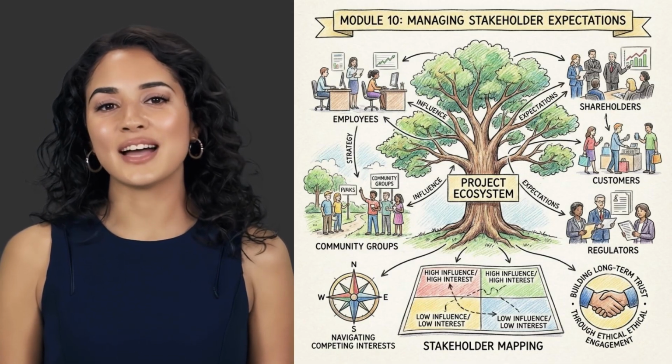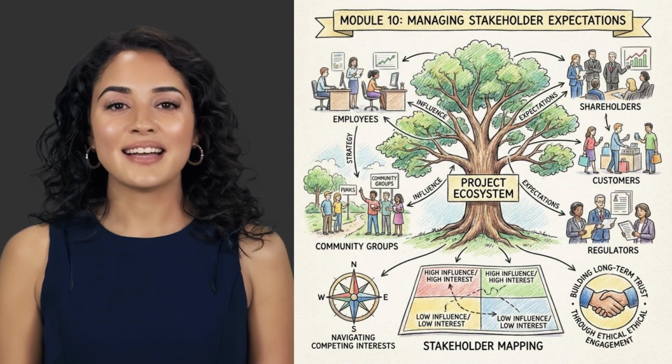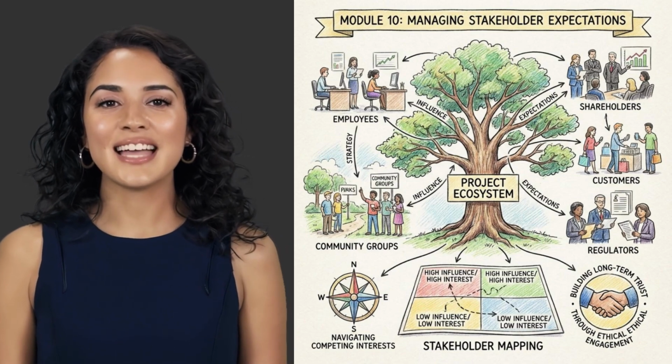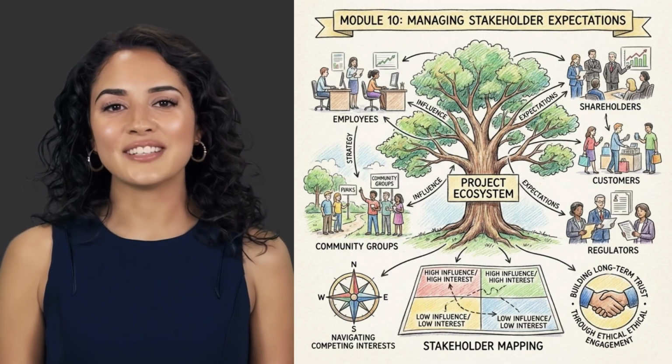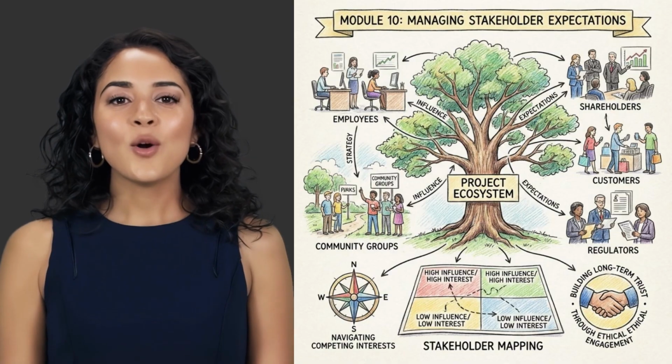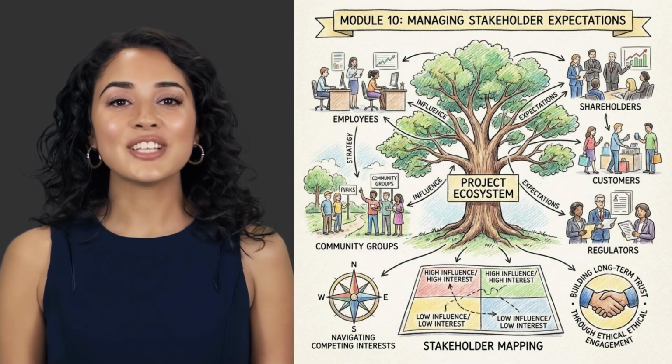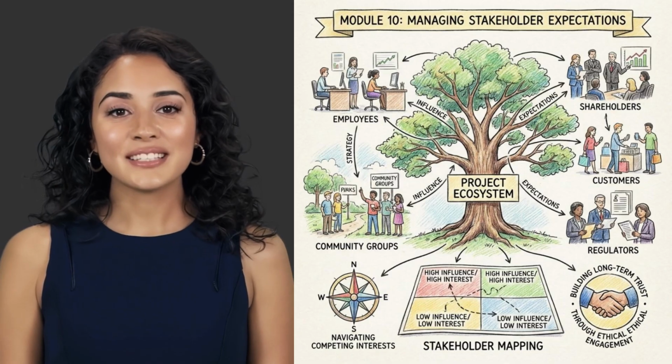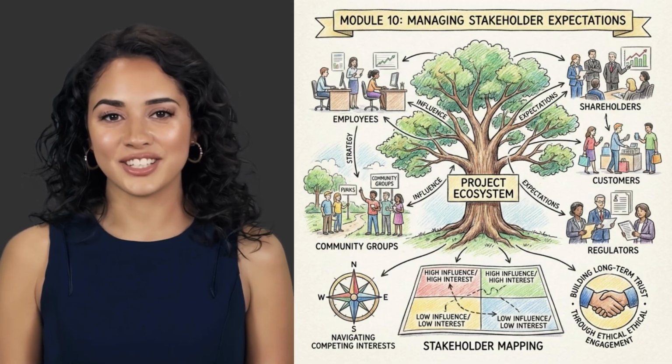We're going to cover how to identify these groups, analyze their power and influence, and use tools like the Power Interest Grid to prioritize them. Finally, we will look at how to ethically engage with them to not just meet, but exceed their expectations.